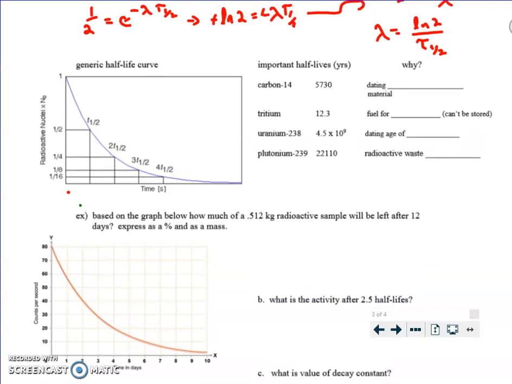So, what I want to say about this: the percent remaining, something we can also look at, after a time, is related to the half-life. It's equal to 1 over 2 to the n, where n is the number of half-lives.